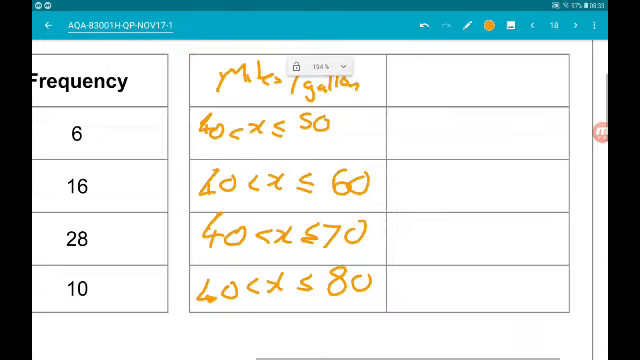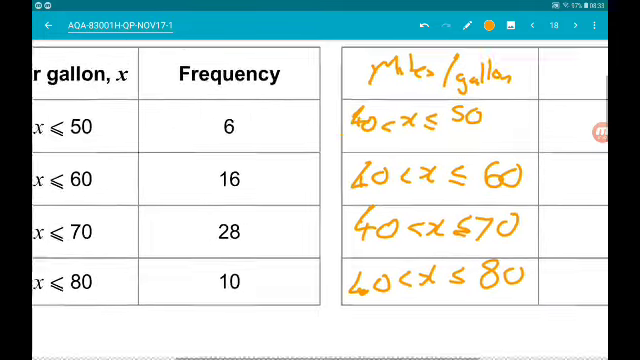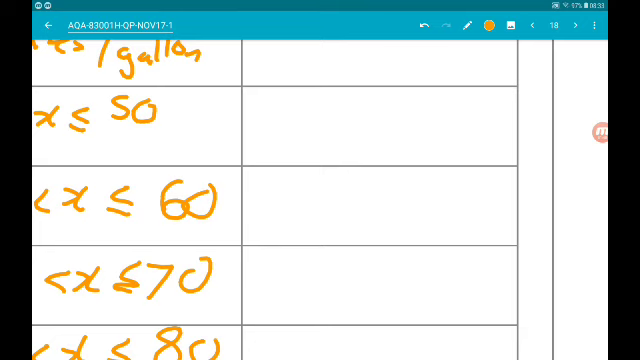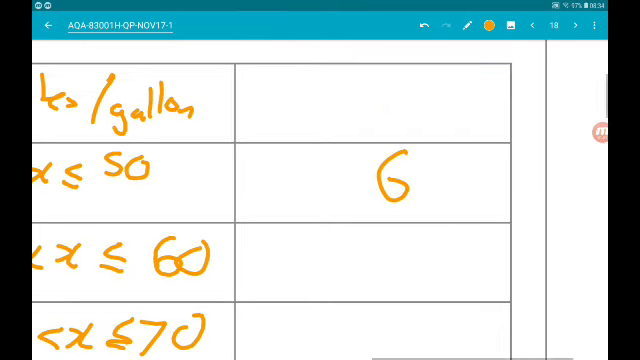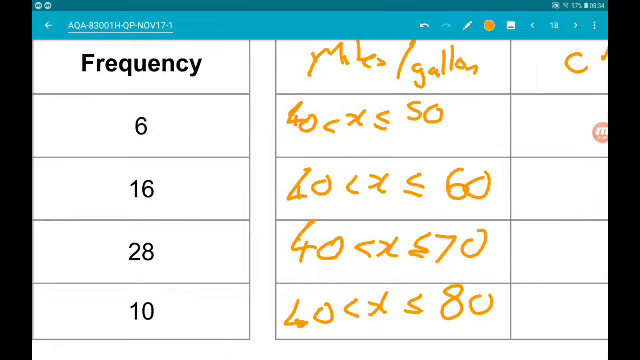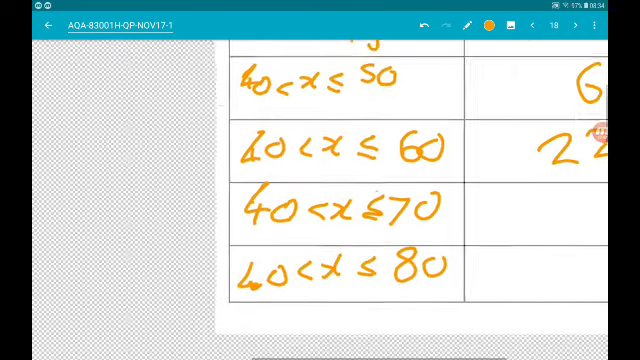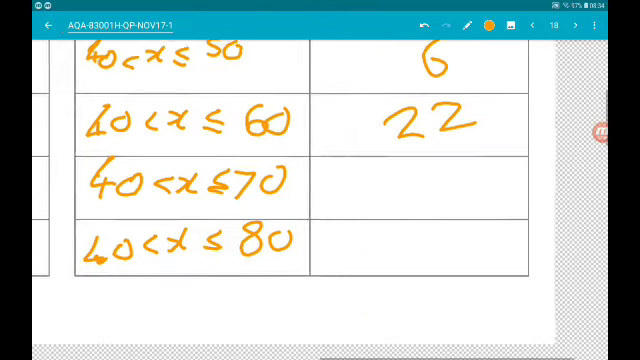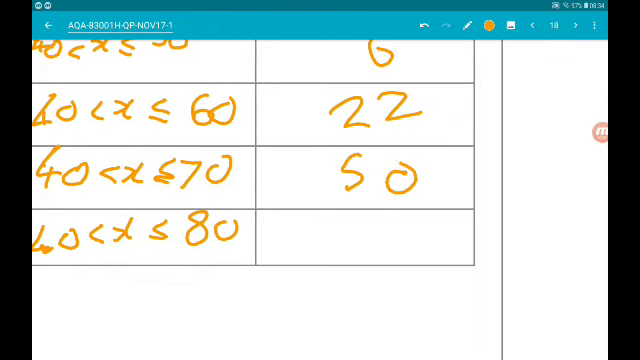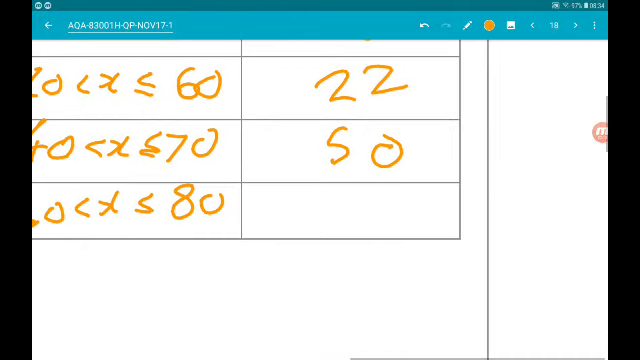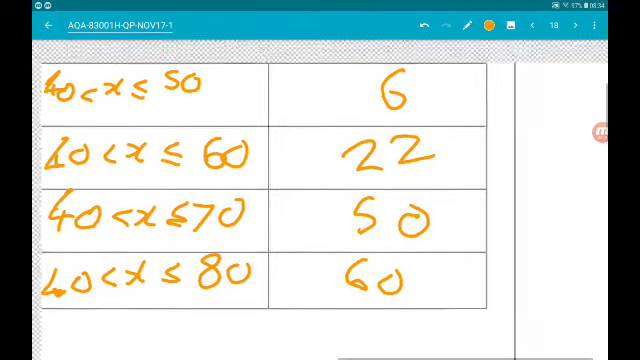Okay, so on the right, we now add up the frequencies. So we got 6 in the first one. So this is our cumulative frequencies. And then we add 16, so we get 22. And then we add 28, which gives us 50. And then we add 10, which is going to give us 60. Okay, so now we need to plot these points.